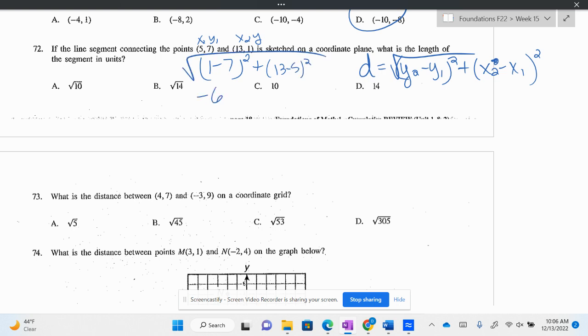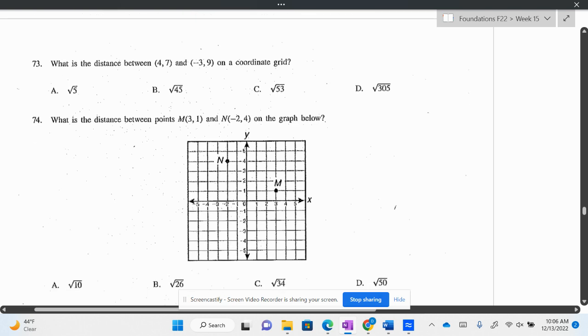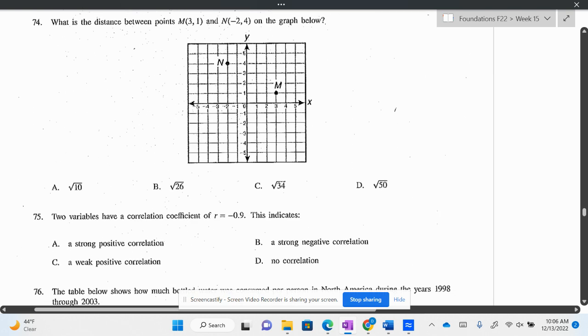So 1 minus 7 is negative 6 squared, plus 13 minus 5 is 8 squared. Well, let's see, negative 6 squared, negative 6 times negative 6 is 36, 8 times 8 is 64. That equals 100, and the square root of 100 is 10. So you're going to do distance again.